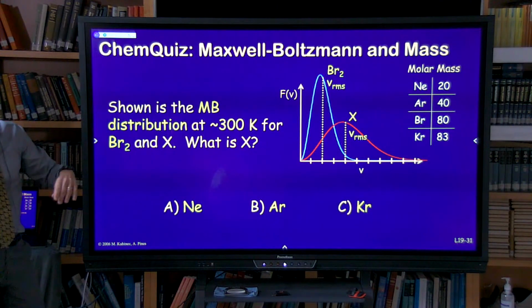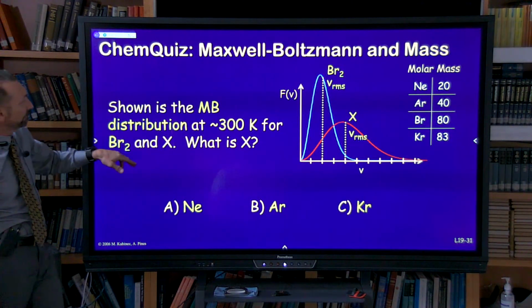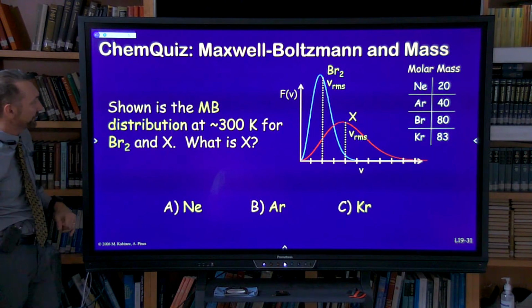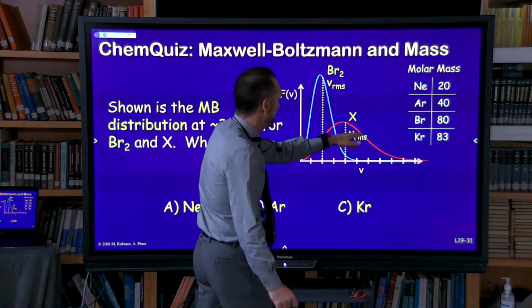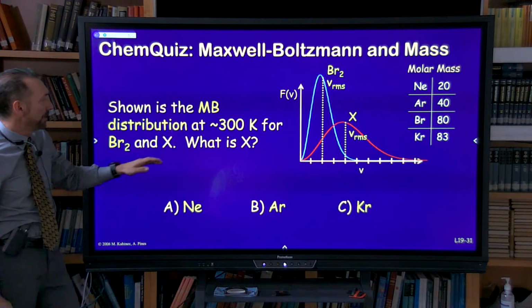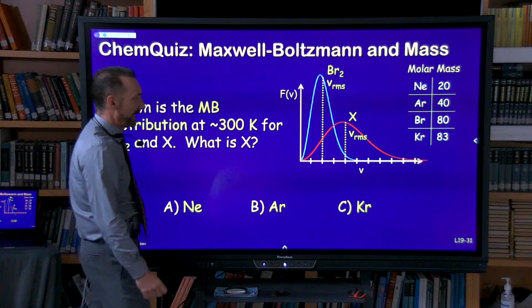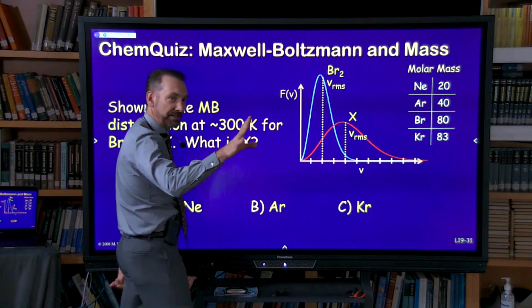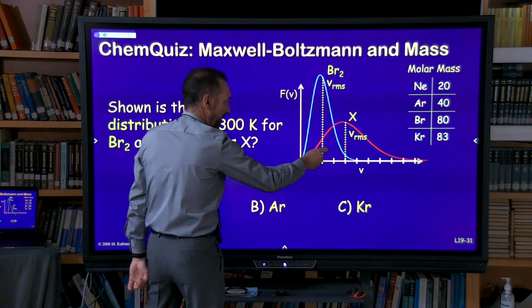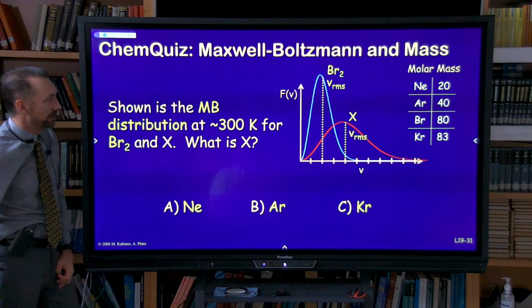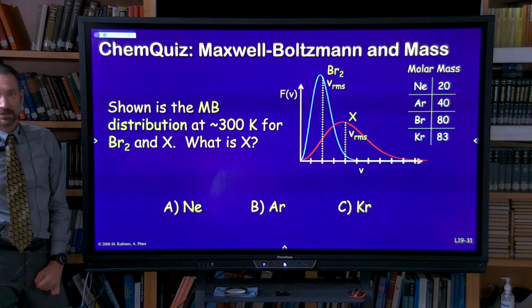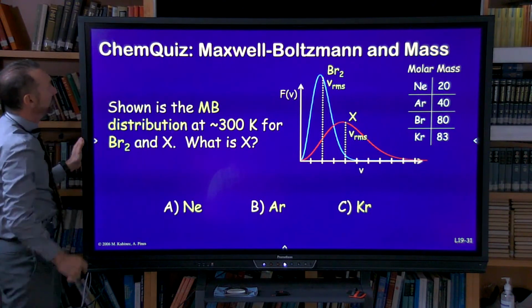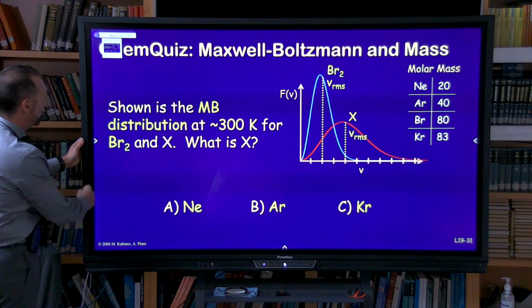Okay, so let's look at this in particular. Here's the Maxwell-Boltzmann distribution at around 300 K for bromine and something else. Bromine is the blue one. The something else is the X one. What is X? And I have a scale now. Often we don't have scale, it's all qualitative. But here there's some quantitative information about those RMS speeds. So let's think about that together in your breakout rooms, and we'll take a vote.